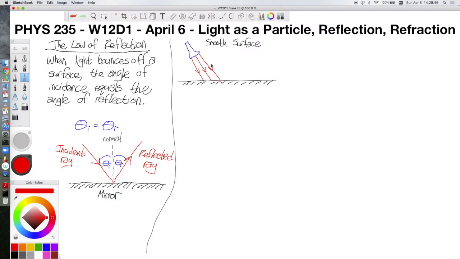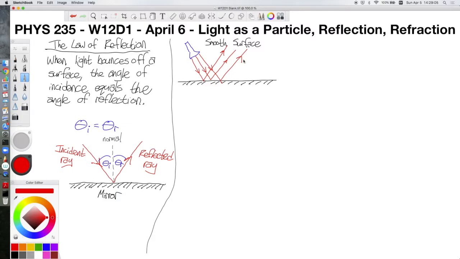And each of these light rays will obey the law of reflection when it bounces off of that smooth surface. So the angle of the incident ray from the normal will be equal to the angle of the reflected ray from the normal, and the rays will be reflected out this direction.